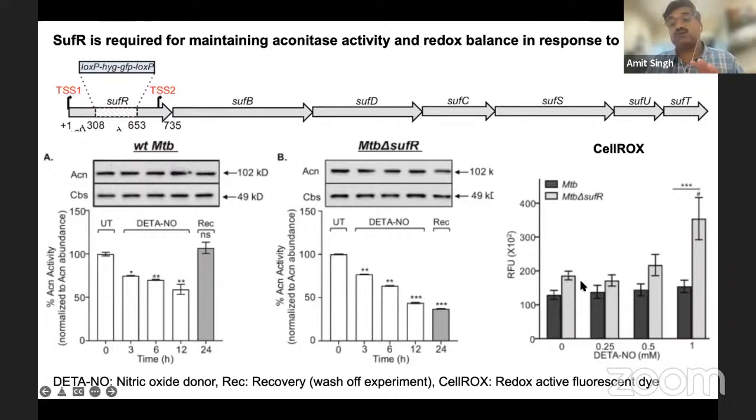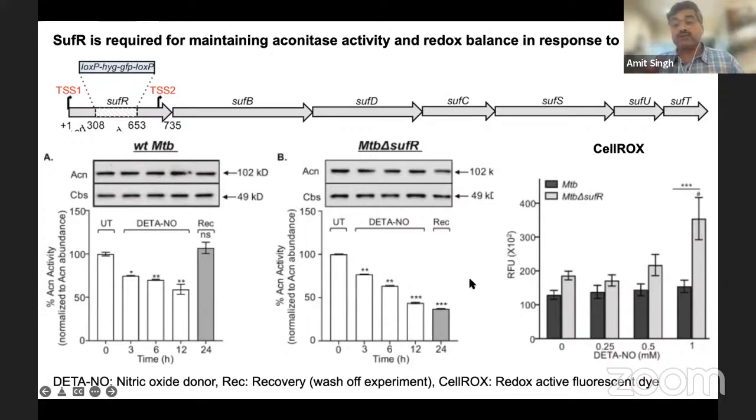We also figured out that the sufR mutant, if you expose it to nitric oxide, accumulates a lot of reactive oxygen species. And here you will see that with DETA-NO, with CellROX dye, we see oxidation of this dye, indicating more oxidative stress in the MTB sufR mutant as compared to wild type MTB.